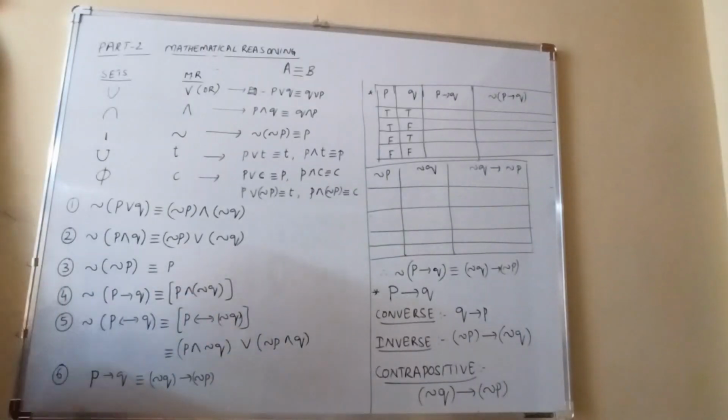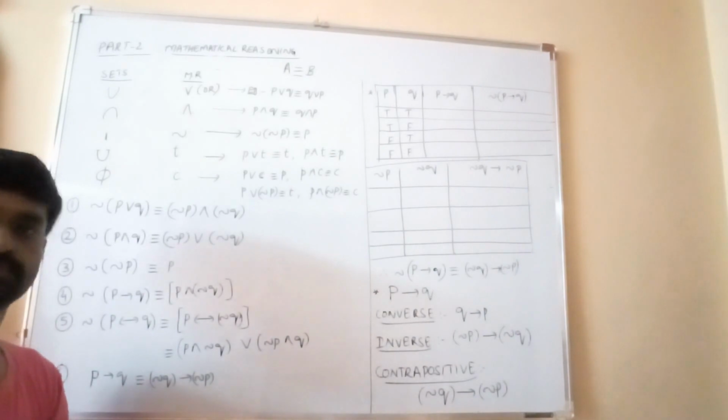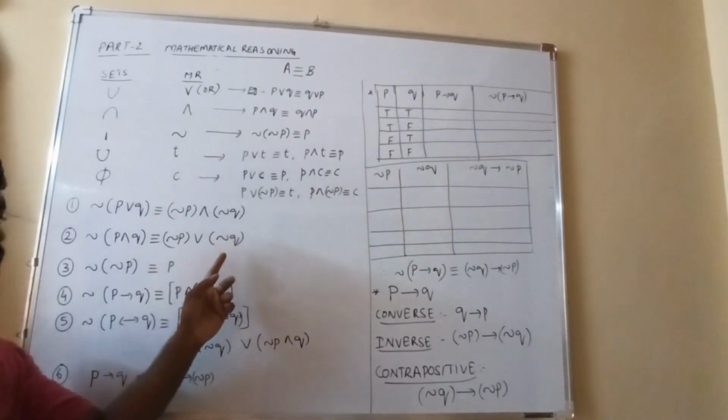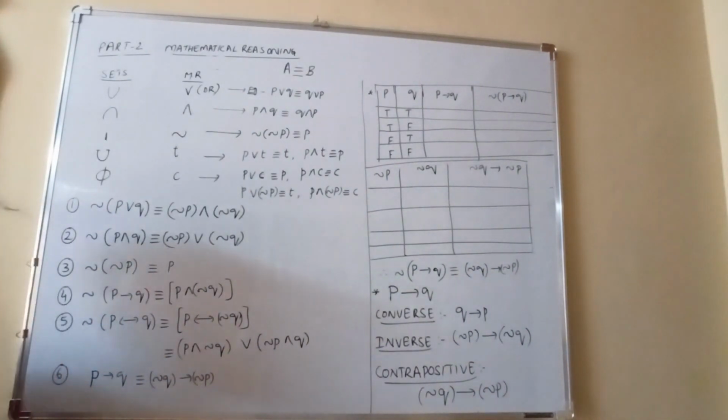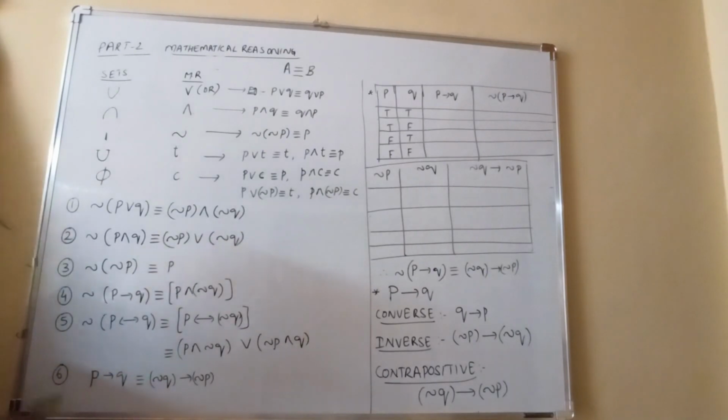Next, the second one is A intersection B whole dash, which is A dash union B dash. So negation of P and Q is logically equivalent to negation P or negation Q. Next, A dash whole dash is A, so negation of negation P is P. These you have to remember by heart. This one also. These three you have to learn by heart.